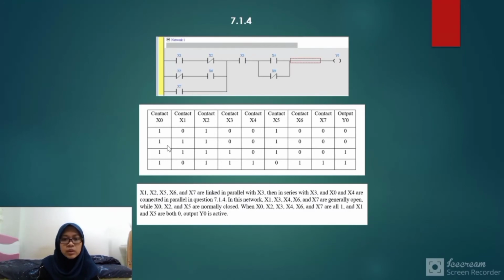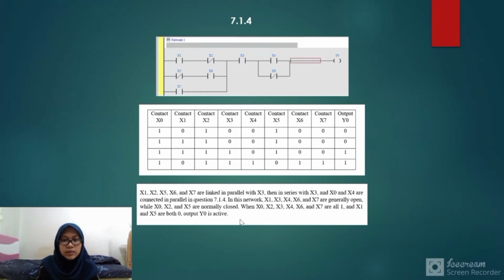When the value is 1 1 1 0 0 1 0 0, the output will be 0. When the input is 1 1 1 1 0 1 0 0, the output will be 1. When the value of input is 1 0 1 1 1 0 1 1, the output will be 1.